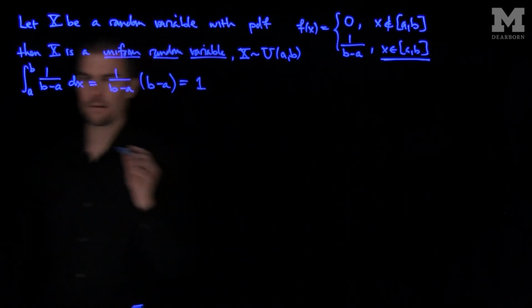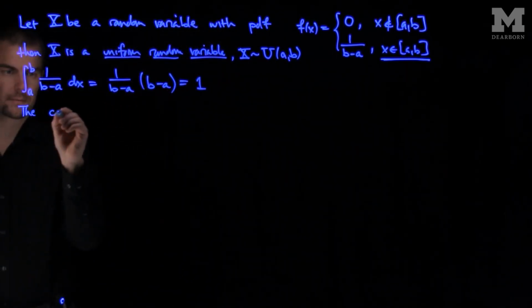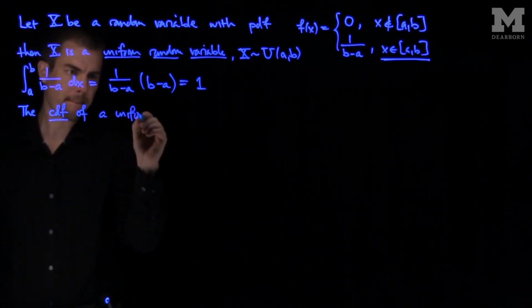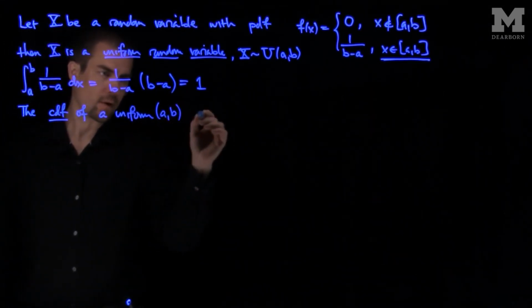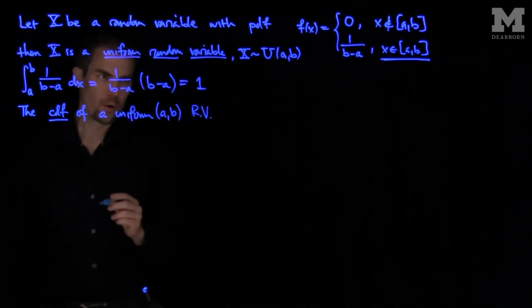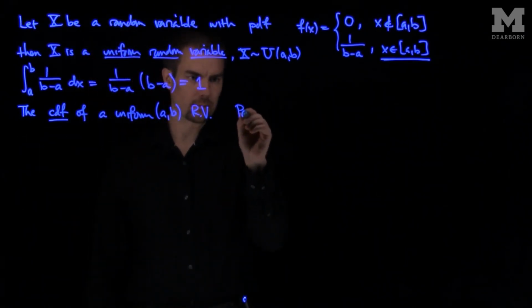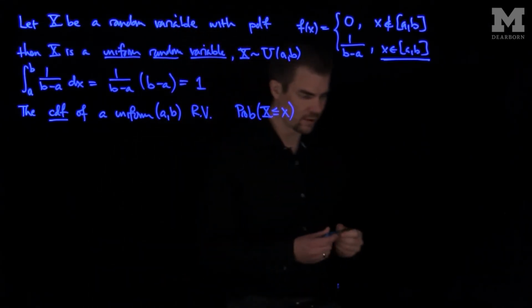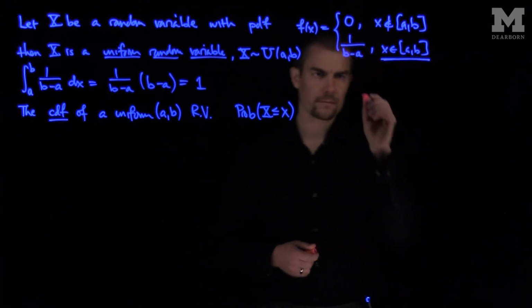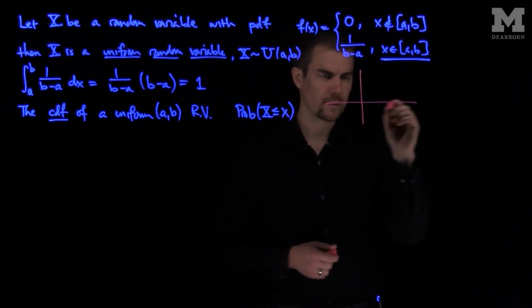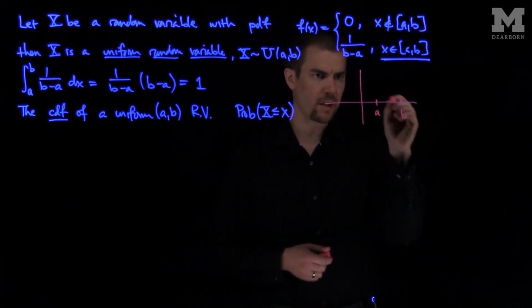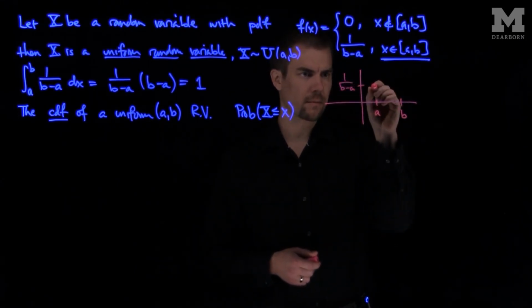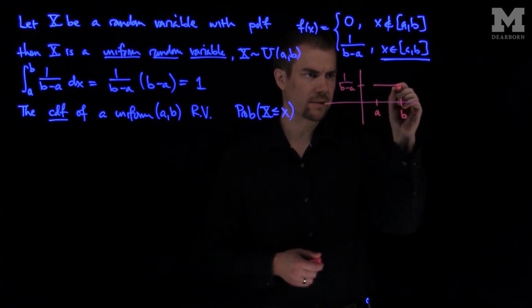So let's find the CDF of a uniform on a, b random variable. Well, how do we do that? We want the probability that X is less than or equal to x. And so let's visualize this graphically. Here's a, and then here's b, and then here's the 1 over b minus a height. So there's my PDF, it looks like this.